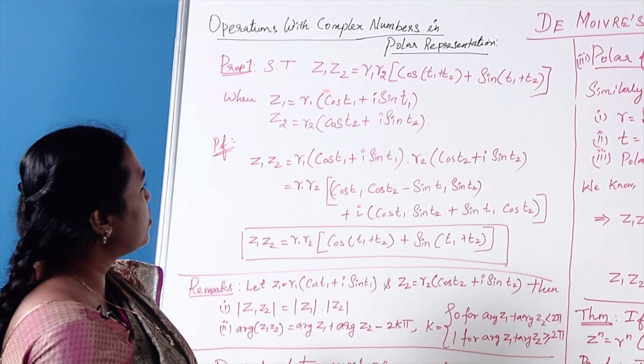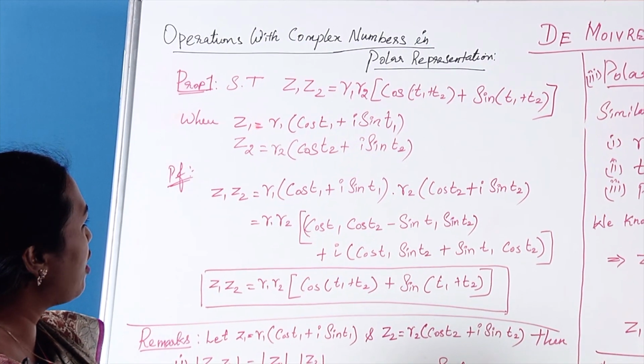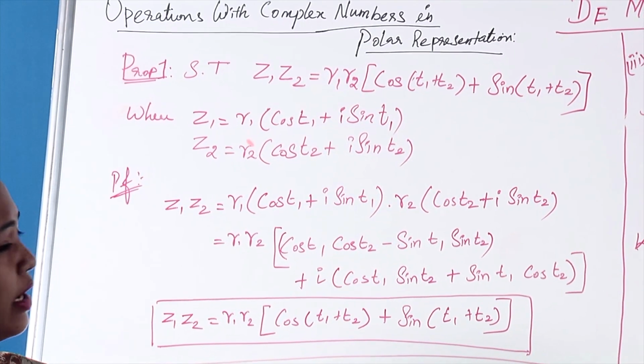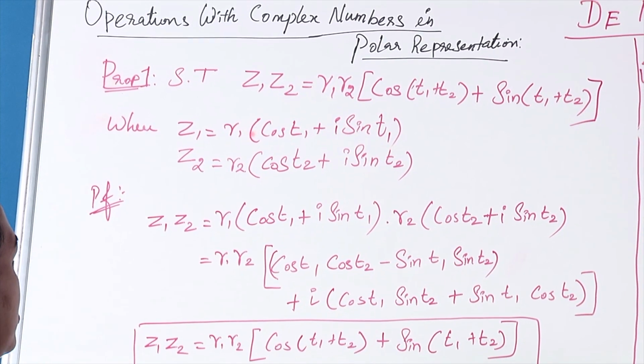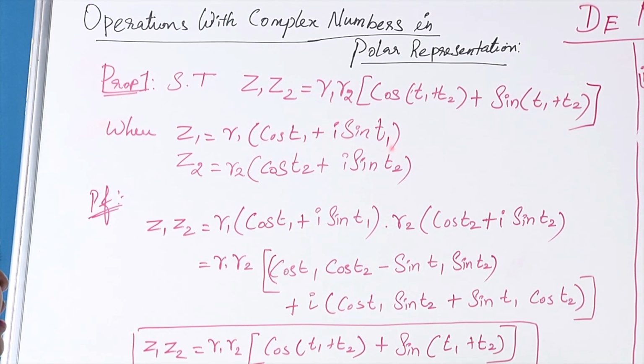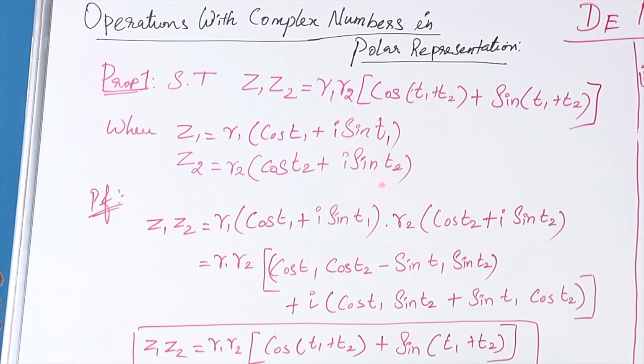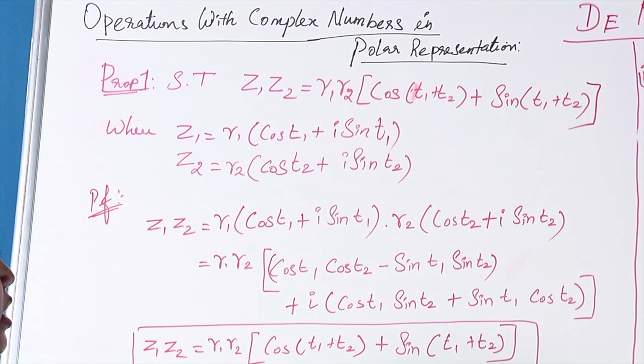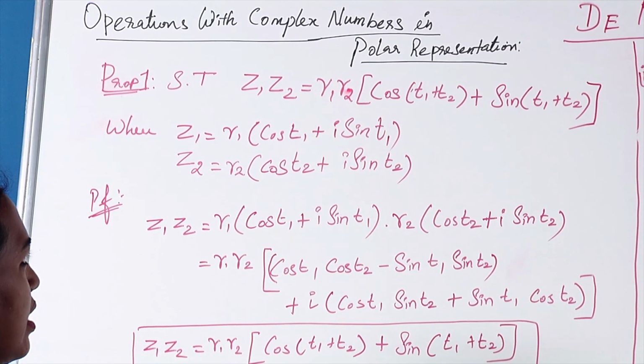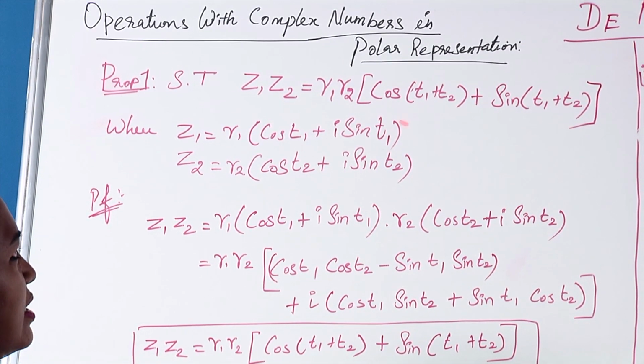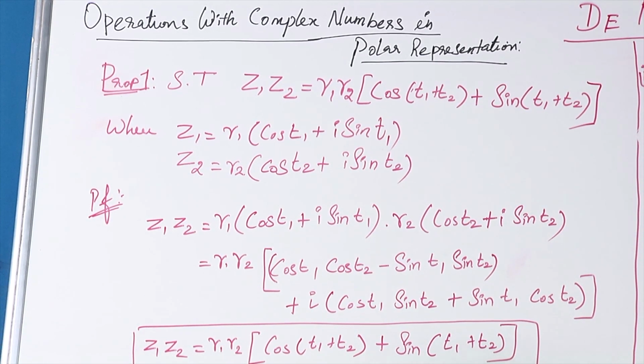So, two complex numbers have been given and both of them are represented in polar format here: R1 (cos T1 plus I sin T1) and R2 (cos T2 plus I sin T2). How do I do multiplication in this format itself? For that, this proposition gives the answer: Z1 Z2 is equal to R1 R2 [cos (T1 plus T2) plus I sin (T1 plus T2)]. So, you take the product of the polar radii, whereas the arguments, the angles, are added together. That is the simplification of this proposition.